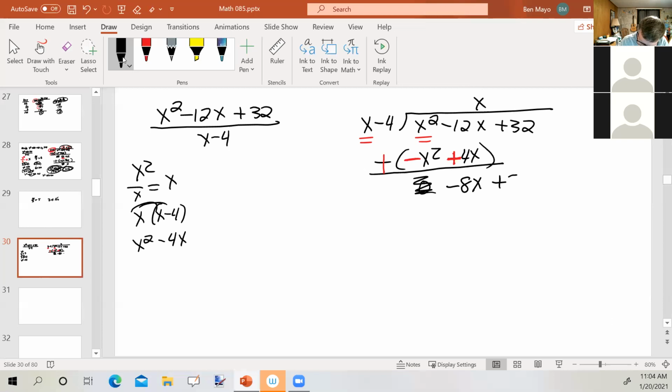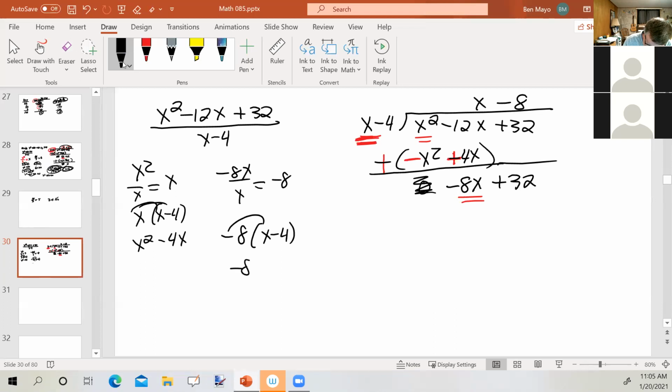Okay, bring down the next term and start all over. We're going to focus on the leading term divided by the leading term. So we've got negative 8x divided by x, which is negative 8. So up here, I'm going to put a minus 8. Then I'm going to take negative 8 times x minus 4, which is negative 8x plus 32. I'm going to write that here.